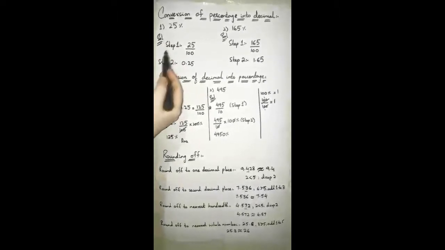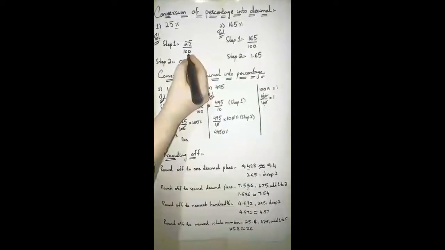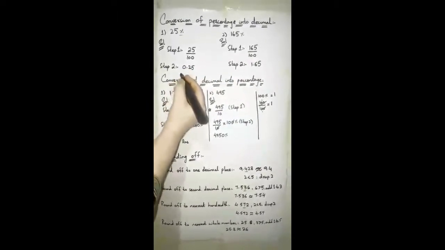25%, step 1 is 25 upon 100. The sign of percentage is equal to divided by 100. If you want to remove this percentage sign, you will write 100 as the denominator, and you know how to convert this fractional number into a decimal number. If you have two zeros in the denominator, you will place the decimal point before two numbers, and since you don't have any number before them, you will put 0 here.